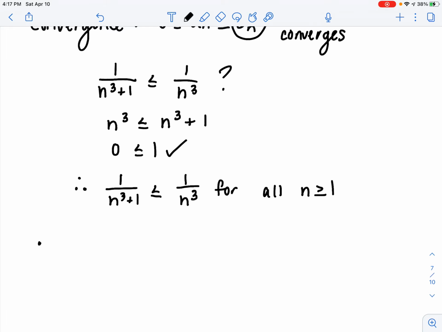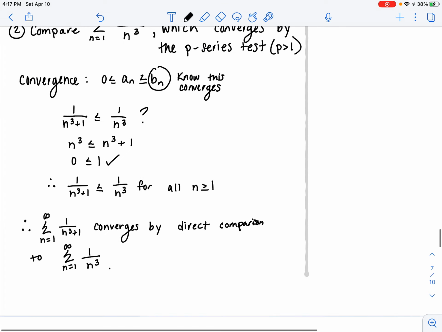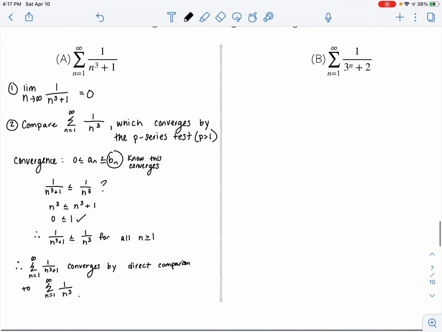So we can say, because of this, therefore, the sum from 1 to infinity of 1 over n cubed plus 1 converges by direct comparison to the infinite sum from 1 to infinity of 1 over n cubed. The direct comparison test works really well for things that are similar to p-series, but are not an actual p-series because there's extra parts.